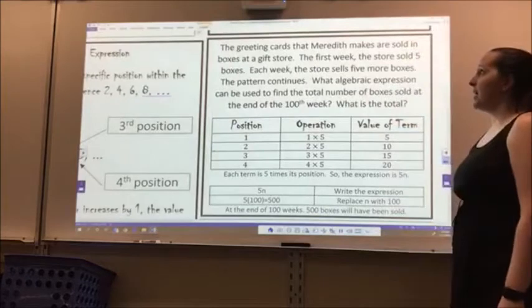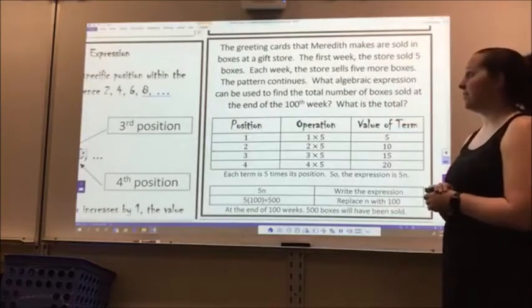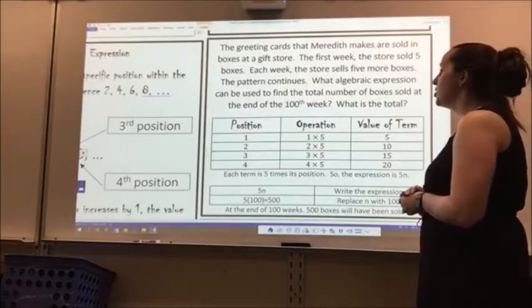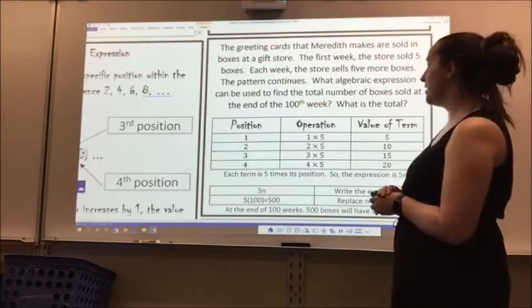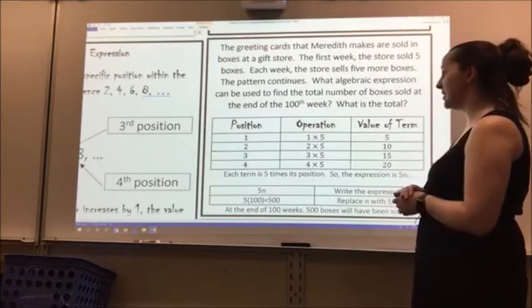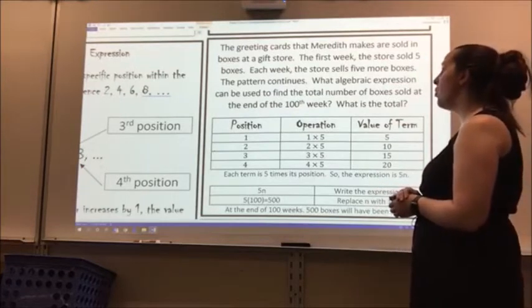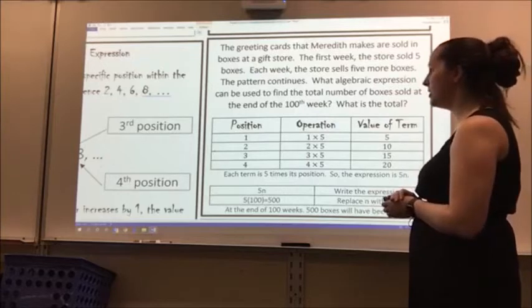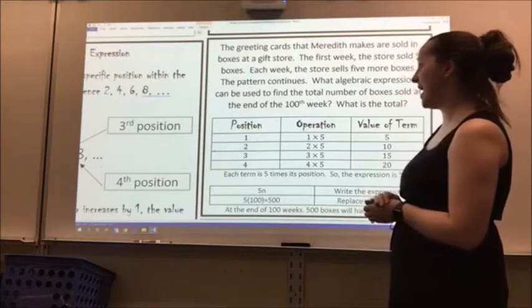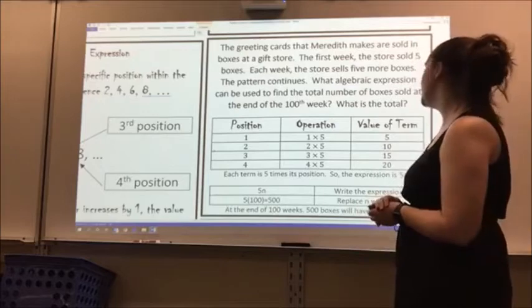The greeting cards that Meredith makes are sold in boxes at a gift store. The first week, the store sold 5 boxes. Each week, the store sells 5 more boxes. The pattern continues. What algebraic expression can be used to find the total number of boxes sold at the end of the 100th week? What is the total?